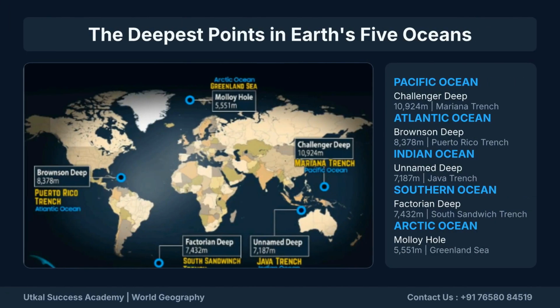Here is a map showing the deepest points in Earth's 5 oceans. The Pacific Ocean's Challenger Deep is the deepest, at 10,924 meters. Note the deepest points in the Atlantic, Indian, Southern, and Arctic Oceans.